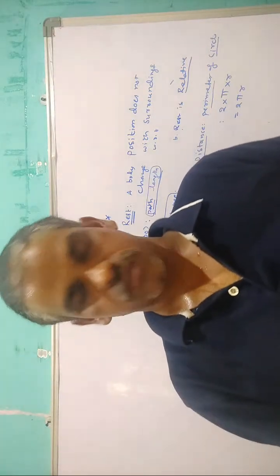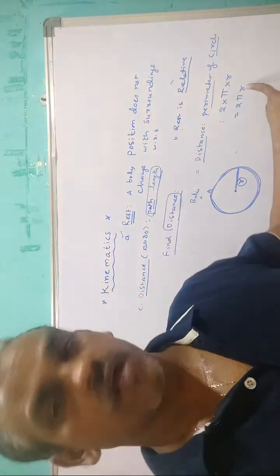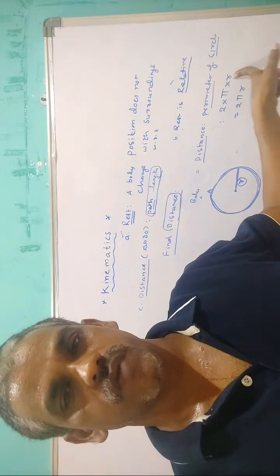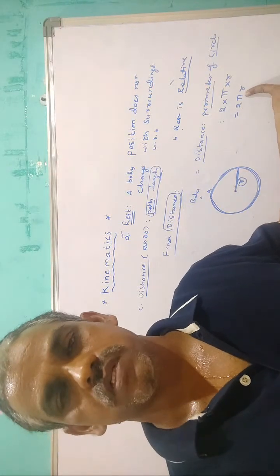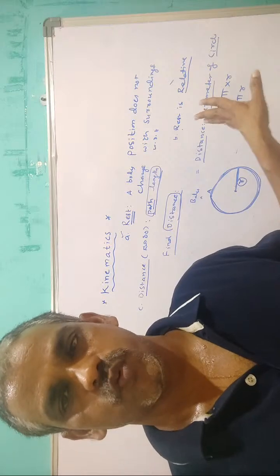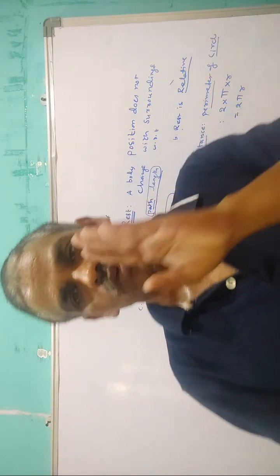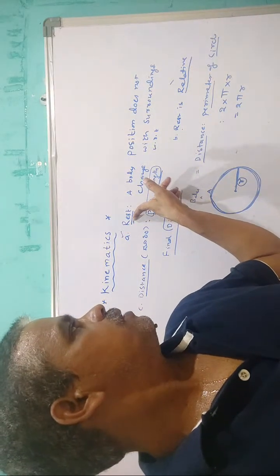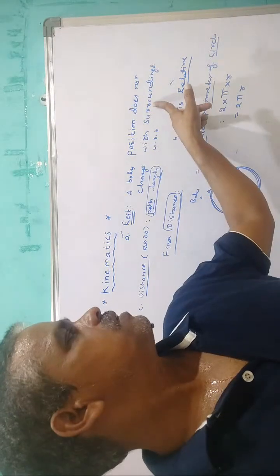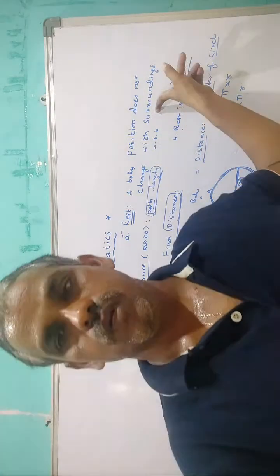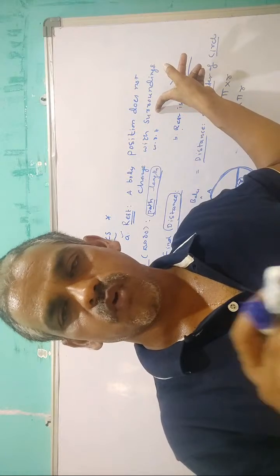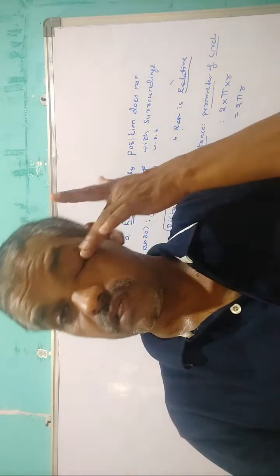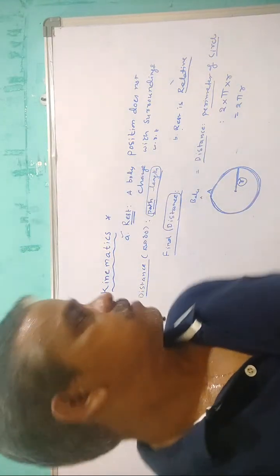This is the distance concept. If you know the radius value, you can get how much distance you travel in this path. So I explained up to now only three concepts. First one is rest. A body's position does not change with respect to surroundings. If the body position is not changing with respect to surroundings, then we can say the body is at rest.